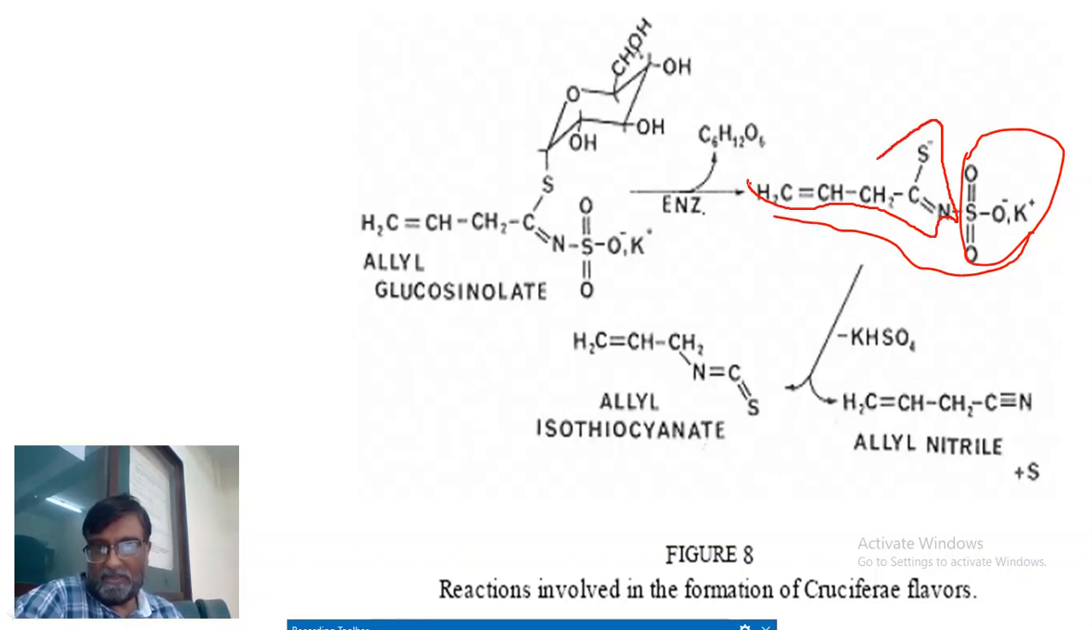The other will be containing this whole substance. So this whole substance is called allyl thiocyanate, and without this sulfur, that will be allyl nitrile, C triple bond N, CH2, CH double bond CH2, right? So this is a typical cruciferous flavor.